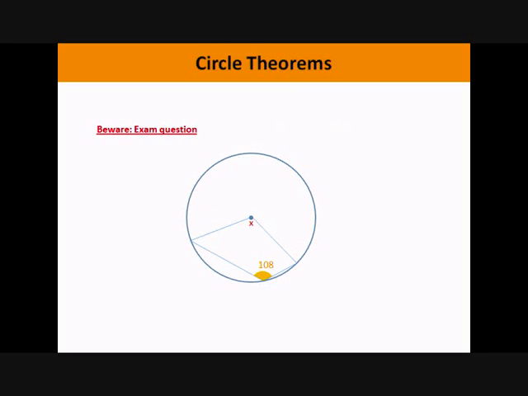Now here's an exam question that's often thrown in to trick people. This looks a bit like a cyclic quadrilateral, but it's not, because only 3 of the corners, the vertices, are on the circumference of the circle. The angle X, that's not on the edge of the circle, it's at the middle, so that's not a cyclic quadrilateral.